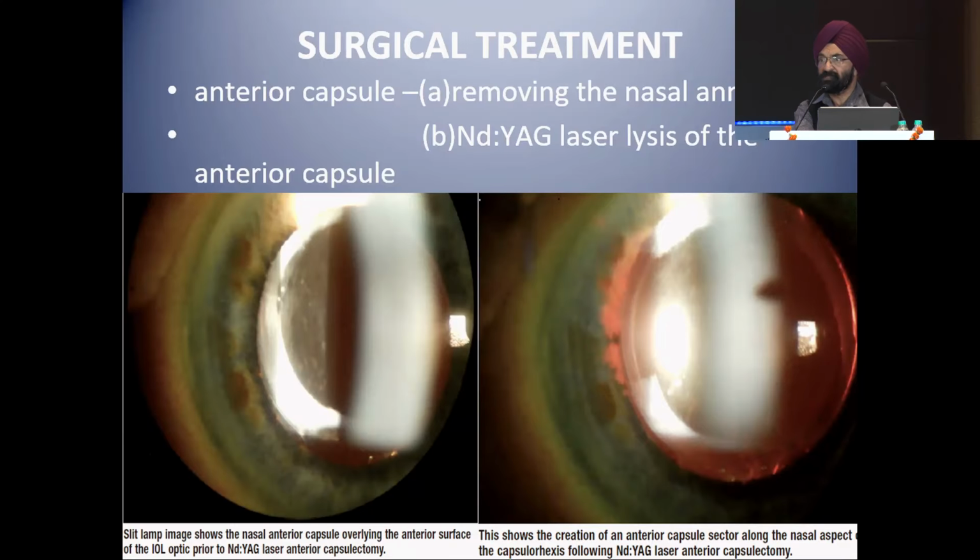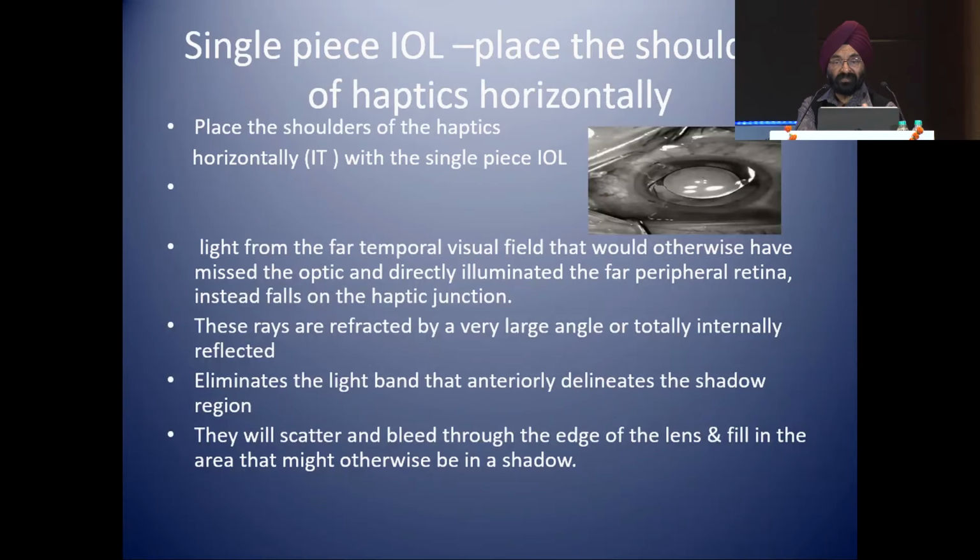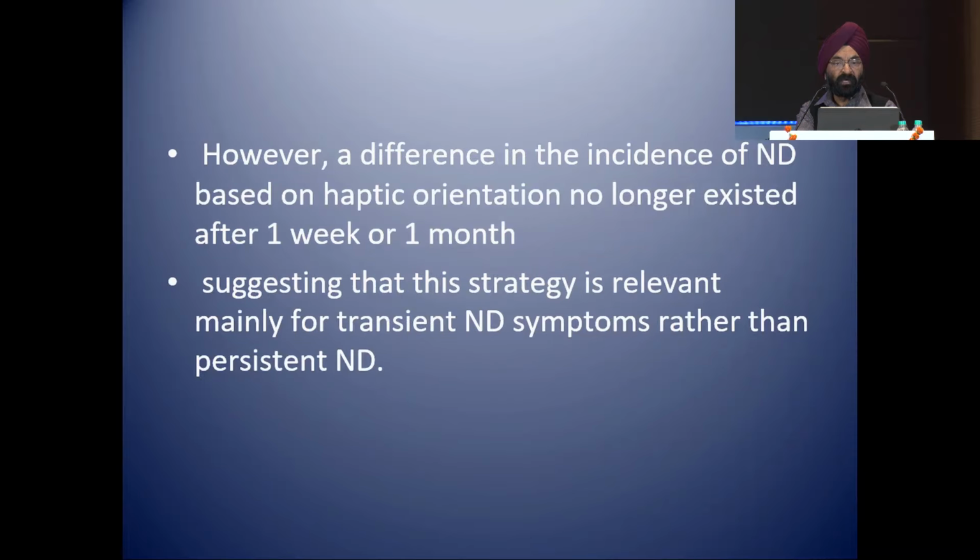So this is a very simple procedure where you can just YAG the nasal annulus of the anterior capsule. This goes to prove that in some of these cases, the shadow of the anterior capsule was responsible. How does placing the IOL's haptics horizontally help? When the light comes and strikes the optic-haptic junction, the light bleeds into this shadow, and so the shadow disappears and the problem may resolve.